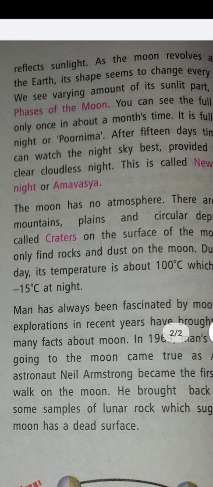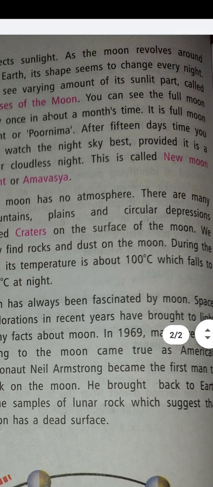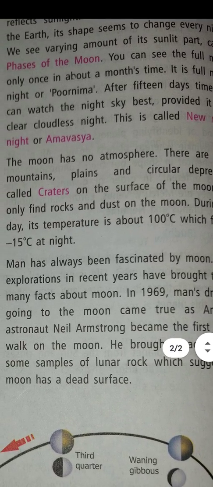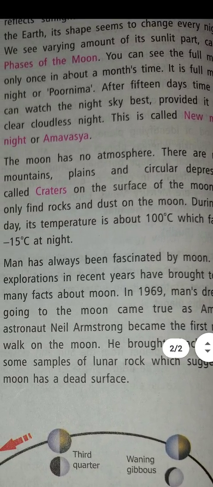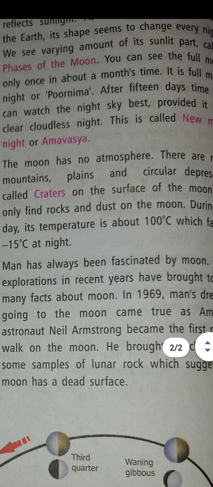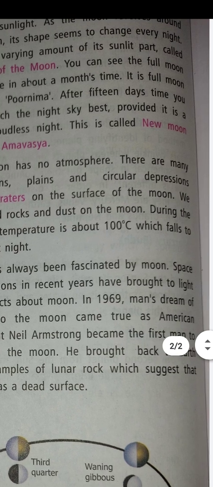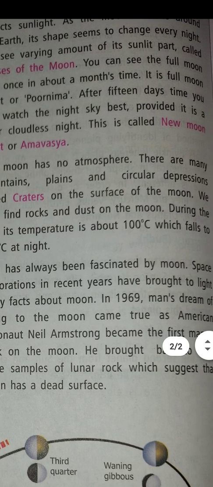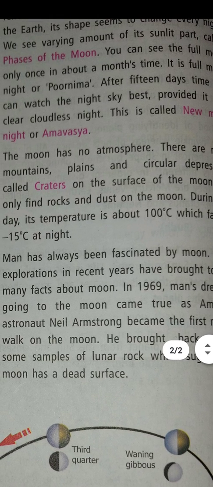On the moon there is no atmosphere, there are many mountains, plains and circular depressions called craters on the surface of the moon. We can only find rocks and dust on the moon. During the day, its temperature is about 100 degrees Celsius.